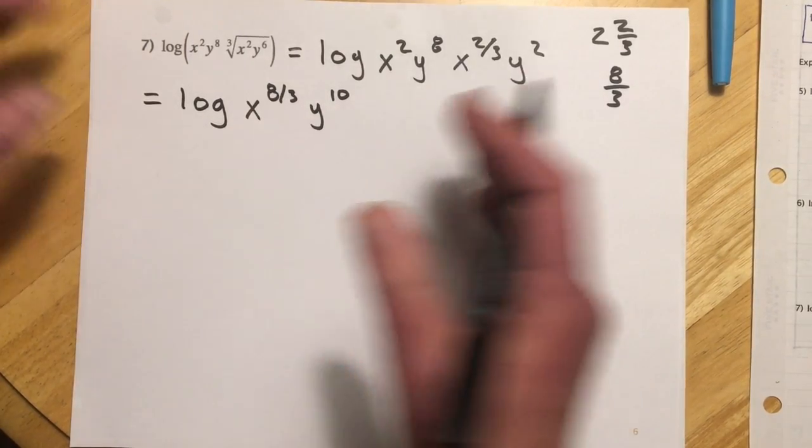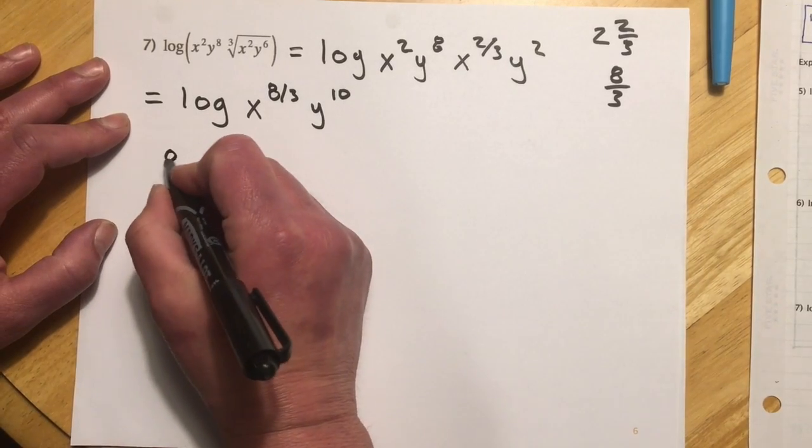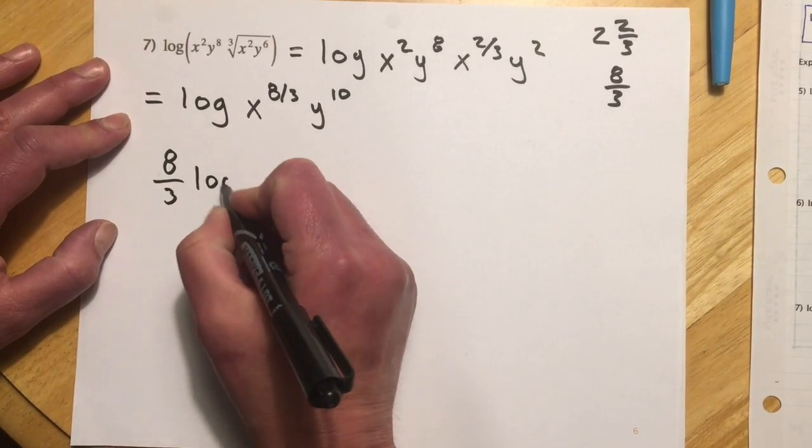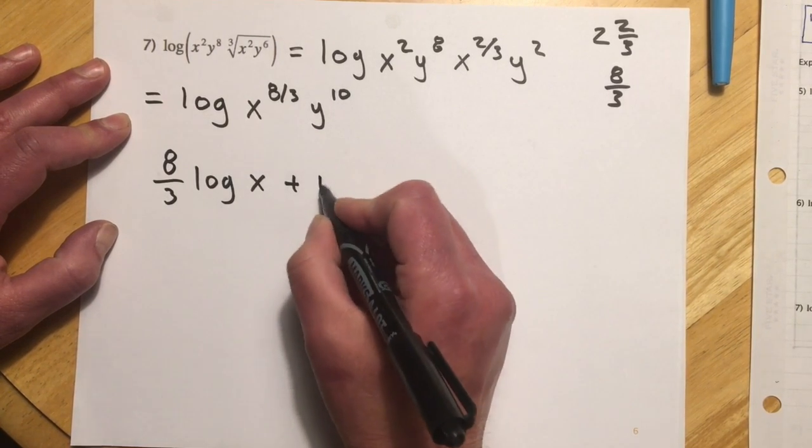And now that I have it all simplified down to a single exponent, I'll expand it. So that'll be 8/3 log x, and then plus 10 log y.